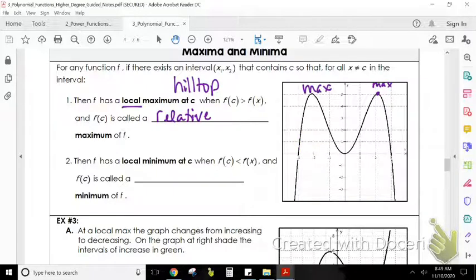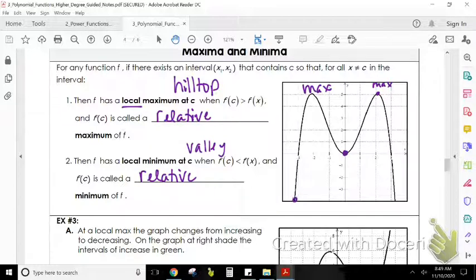But in our actual one, it is. All right? Then f is a local minimum at c when f of c is less than f of x. And f of c is called a local minimum; just another word for local, remember, is relative. So we know that when we're looking for a local or relative minimum, we're looking for a valley. Again, it's going to have two sides to it. So we can see we've got a valley right there.